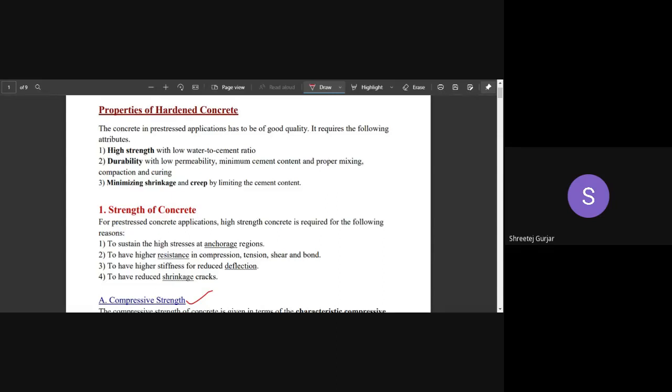So if you have any doubts regarding any of the properties of hardened concrete which I have studied today, or any of the systems of post tensioning, you are free to ask now. We have time. We will have some 2 minutes for discussion. So you can type in chat, or you can unmute and ask. You have both the options.